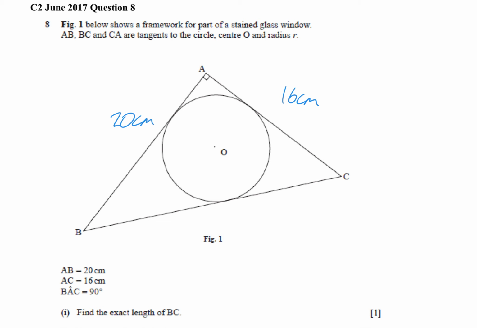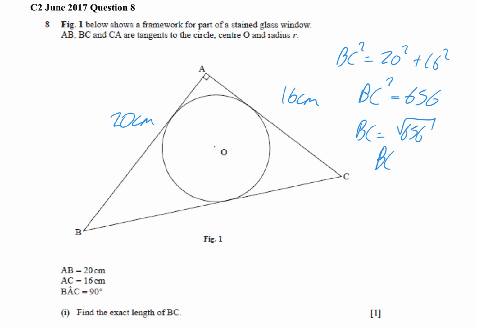So BC is just the hypotenuse. So you just say BC squared is going to be 20 squared plus 16 squared. Let's just do this in the calculator very quickly: 20 squared plus 16 squared is 656, which means BC is the square root of 656. So BC works out to be 4 root 41. If you put square root of 656 in your calculator, you get 4 root 41. That is the exact answer. So there's your answer to part 1.